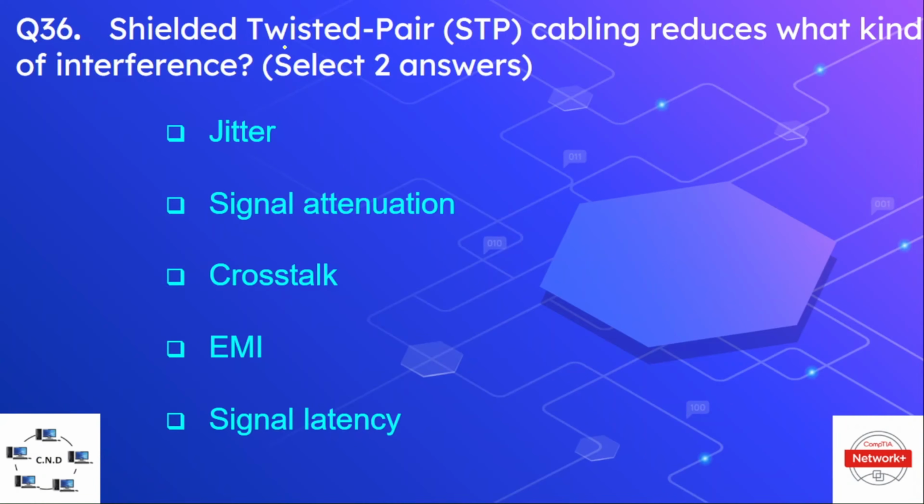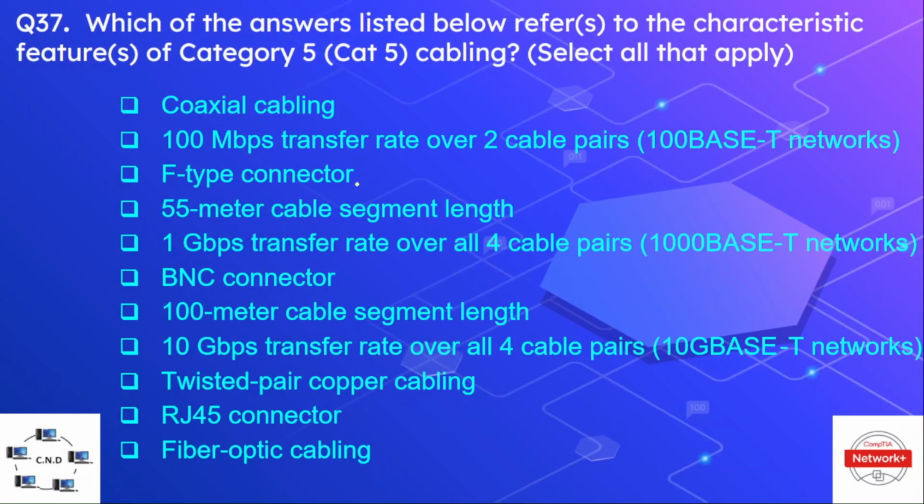Question number 36 is that the shielded twisted pair, that is STP cabling, reduces what kind of interference? We have to select two answers. One is already selected and the options are jitter, signal attenuation, crosstalk, EMI and signal latency. So the correct options are crosstalk and EMI. EMI stands for electromagnetic interference.